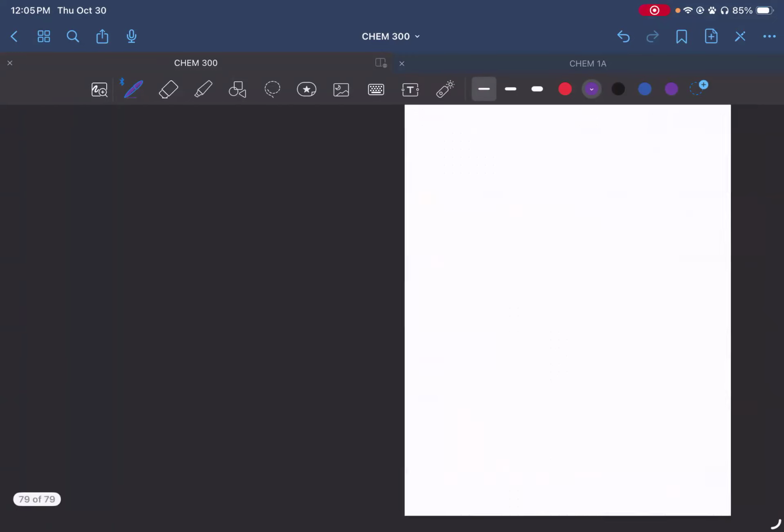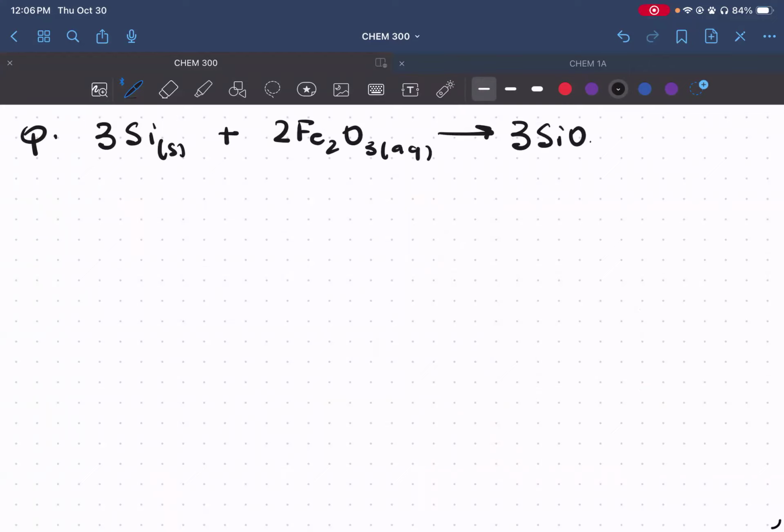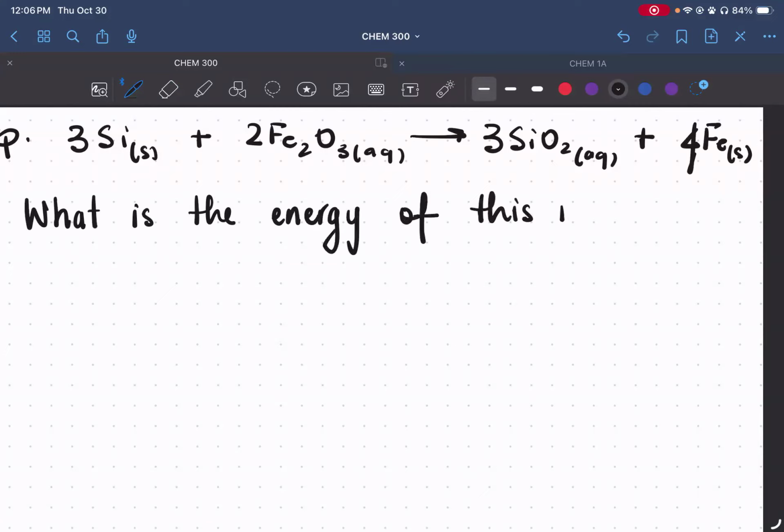Let's try another one. Another reaction: the reaction between silicon and iron oxide gives us silicon dioxide and iron. The question, of course, is what is the energy associated with this reaction? What is the energy of this reaction? I can shorten it up a little bit.